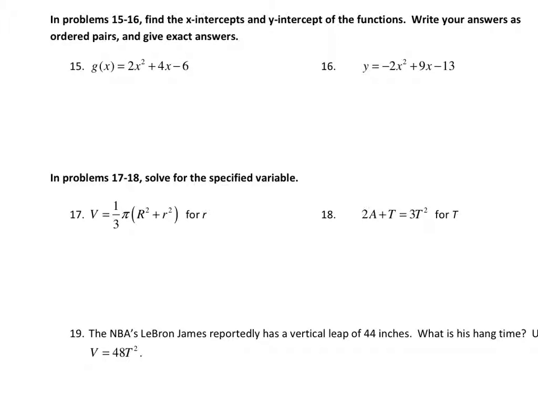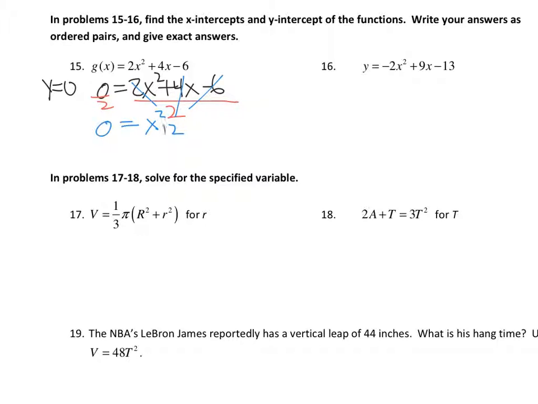On number 15 here on the review, we're going to find the x-intercepts and the y-intercepts. To find the x-intercepts, we want to set y equal to 0. So set y equal to 0, we get 0 equals 2x squared plus 4x minus 6. We just have to solve this using our techniques. We have lots of different techniques. A good way to go here first is to divide everything by 2 because they're all even. We notice all the coefficients are even. 0 divided by 2 is 0. And we divide everything by 2 here. 2 divided by 2 is 1x squared. 4 divided by 2 is 2x. And 6 divided by 2 is 3.